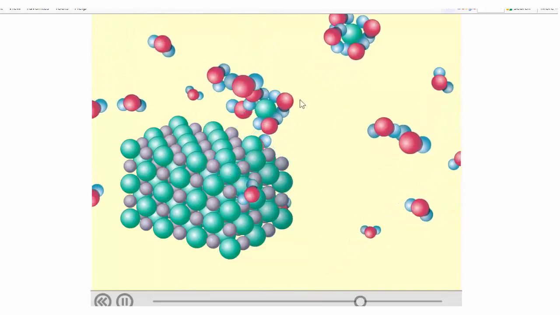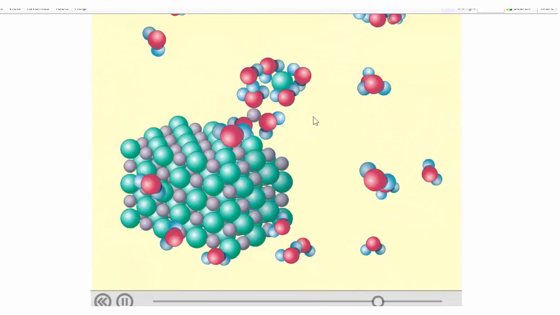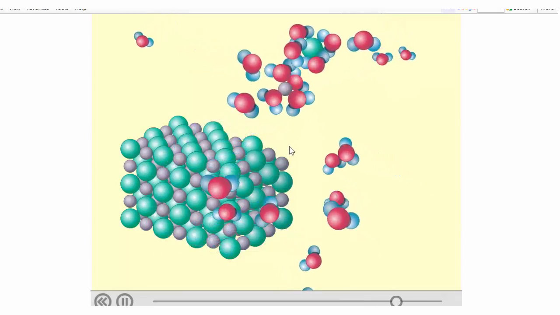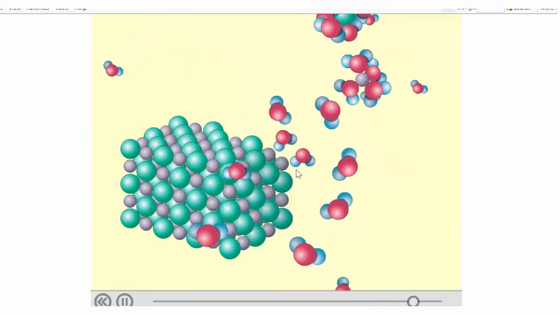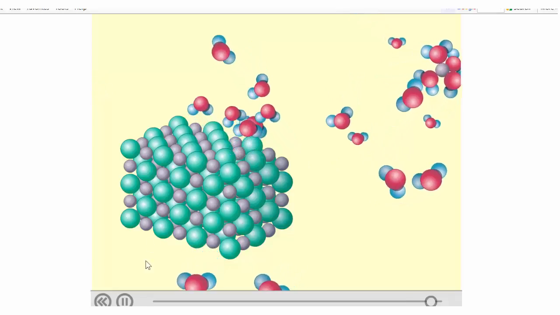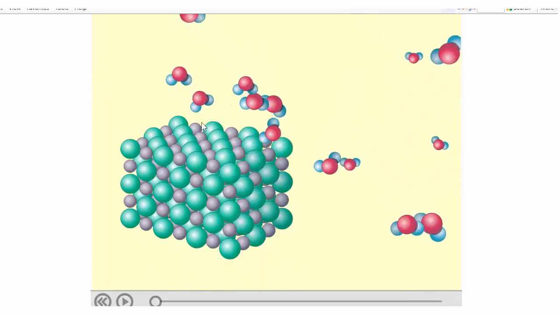Not all compounds are going to do this, right? So this is what you would call a soluble solid. The water is actually breaking it up into its constituent ions.